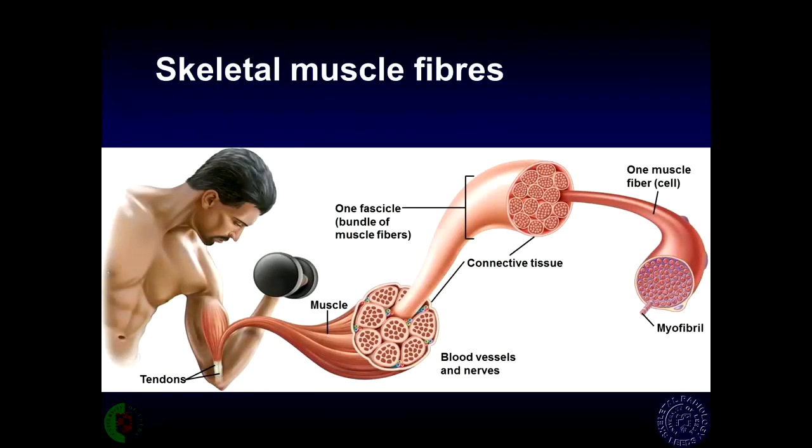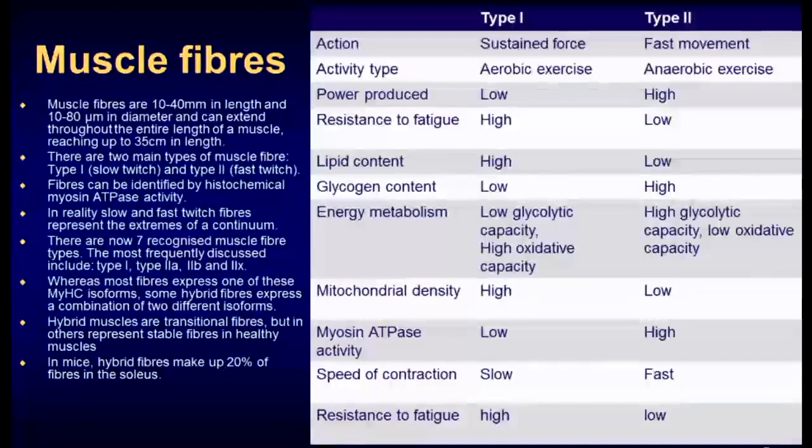So in terms of muscle structure, you can see that muscle has a hierarchical structure with muscles made up of multiple fascicles, which are in turn made up of multiple muscle fibers, which then contain myofibrils. The muscle fibers are single-celled structures, and if you look at the fibers themselves, they're quite long. They measure 10 to 40 millimeters in length and approximately 10 to 80 micrometers in diameter. And they can be extremely long and extend through the entire muscle, reaching up to lengths of 35 centimeters.